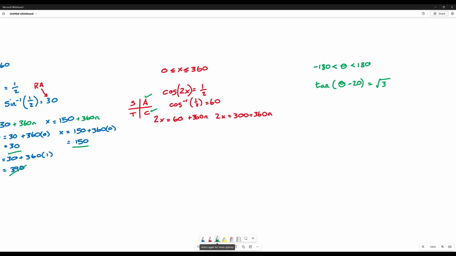Now the thing is, you always want to get x on its own. So what would you have to do here to get x on its own? Divide by 2. So you divide all of these by 2. We're going to see that changes up ever so slightly in the other ones. So we'd end up with x is equal to 30 plus 180n, and x is equal to 150 plus 180n.